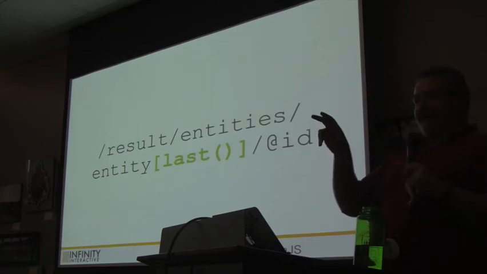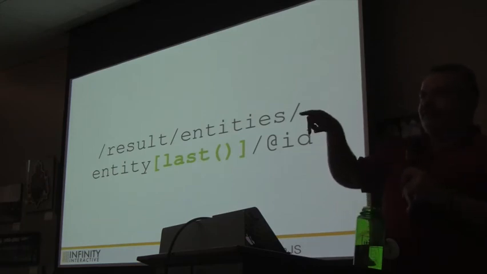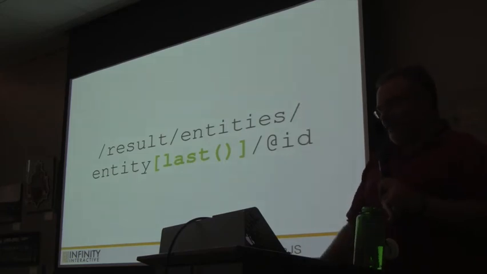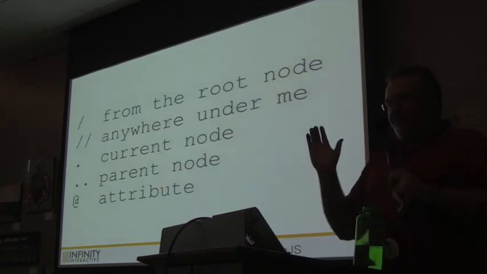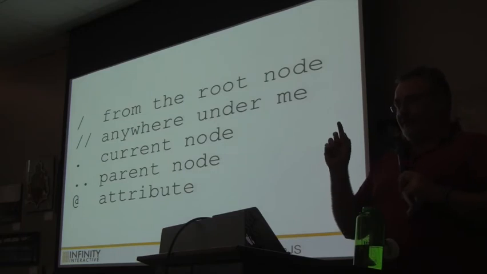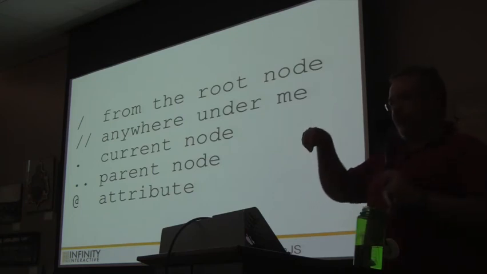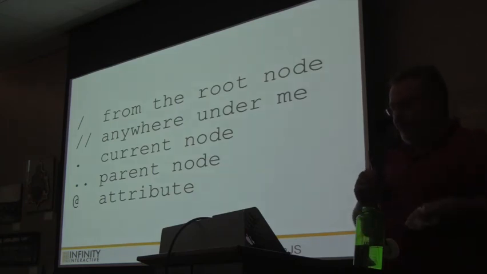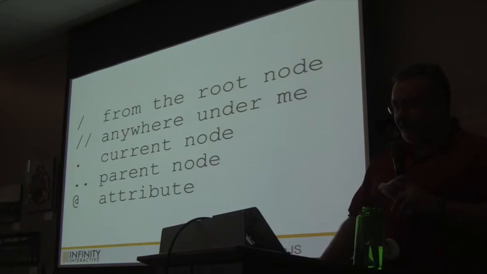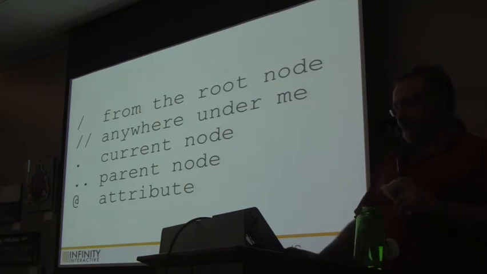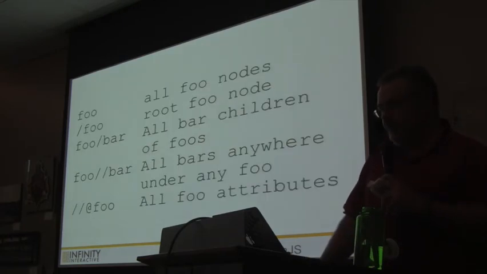Here's one called last. So like in all of your entities, you can grab the last one with these brackets and stuff. But last isn't the only thing you can do. More about that later in the slides, I think. So one slash means root node. Two slashes means anywhere under whatever the current node is. The period is an alias for current node. Dot dot is a parent node. If you want to talk about attributes, that's the at symbol in XPath syntax.